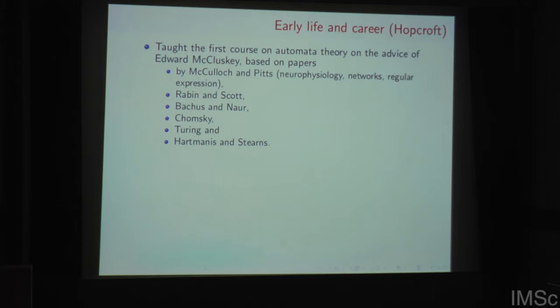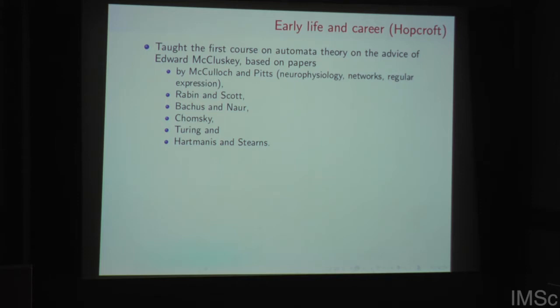Backus and Naur and Chomsky and Turing and Hartmanis and Stearns paper. So Hopcroft mentions the diverse fields in which these people worked. Backus and Naur were trying to come up with some formalism to specify programming languages, whereas Chomsky was a linguist, and he was trying to come up with some formal ways of grammar. And it turns out both of them ended up with some similar ideas.